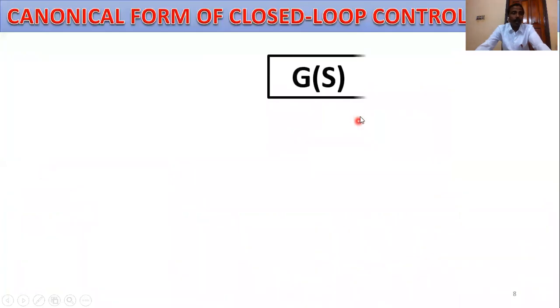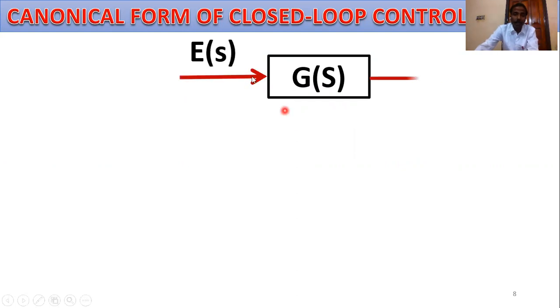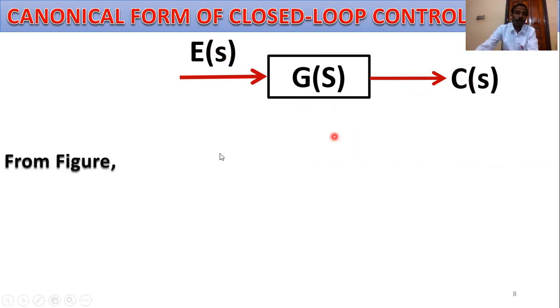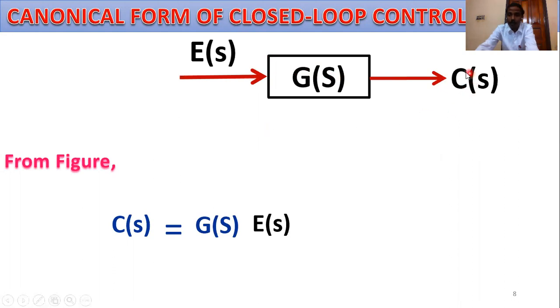Then the canonical form of the closed loop transfer function. G(s) is the system gain, E(s) is the actuating or error signal, and C(s) is the controlled output. From the figure, this is our open loop or forward system, where E(s) is the input, G(s) is the gain of the system, and C(s) is the overall output. Then C(s) equals G(s) into E(s); the controlled output equals the gain of the system times the input of the system.